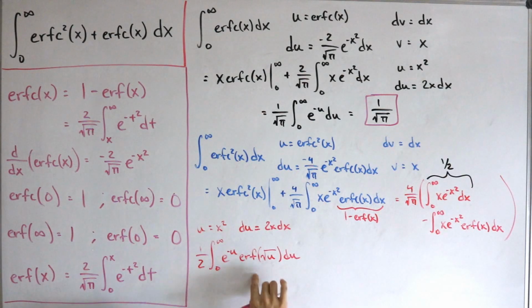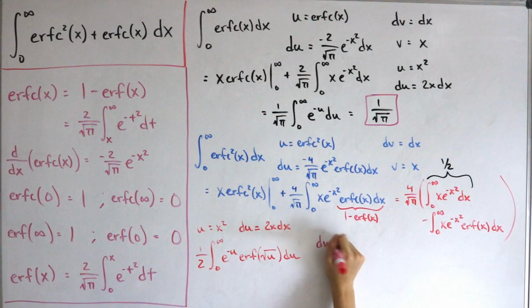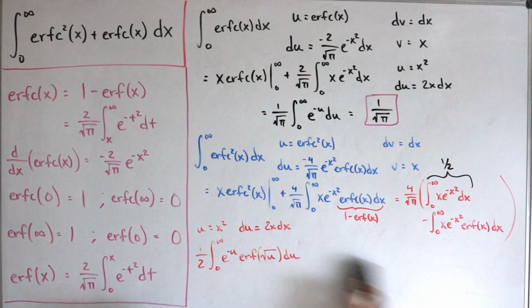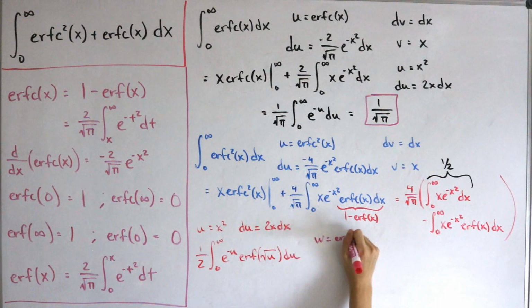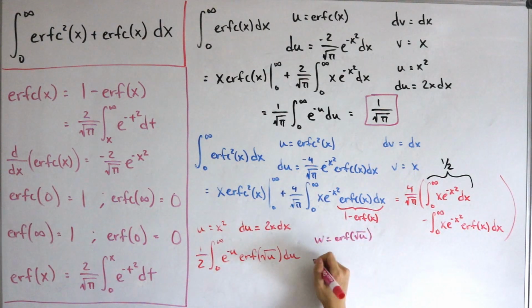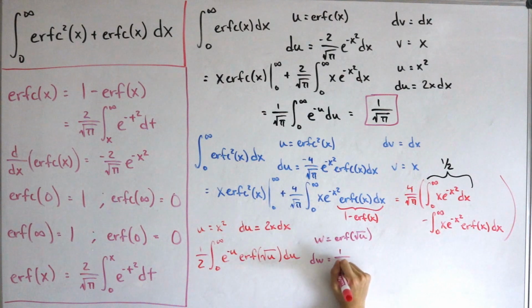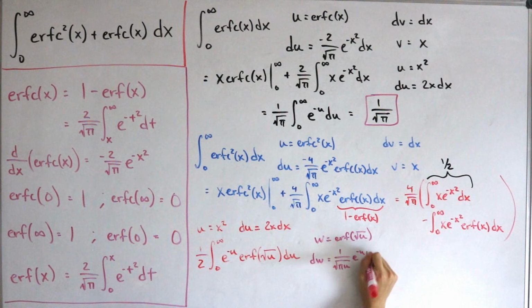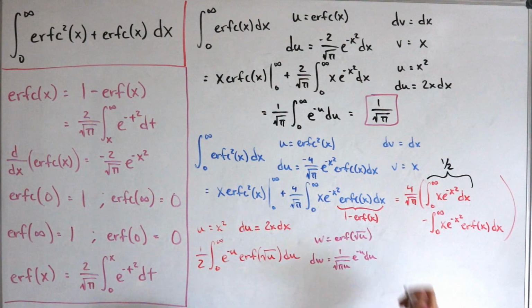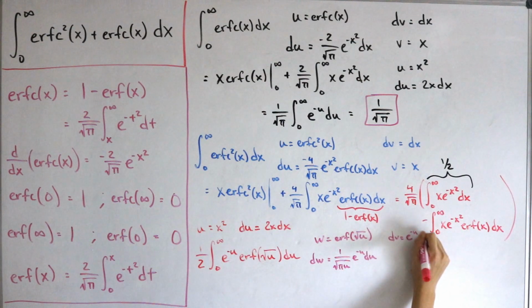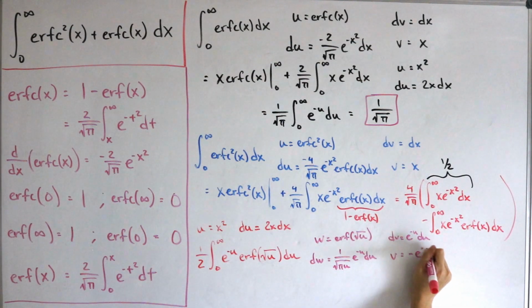So if I take the derivative of the error function of the square root of u, let me use a different variable for this. We're going to let w equal the error function of the square root of u. If you apply the differentiation, utilizing the definition of the error function itself, and then apply the fundamental theorem of calculus, we get that dw is going to equal 1 divided by the square root of pi times u inside that square root, multiplied with e to the negative u, and then du. Then next we have dv. So dv equals e to the negative u du, then v is simply going to be negative e to the negative u.